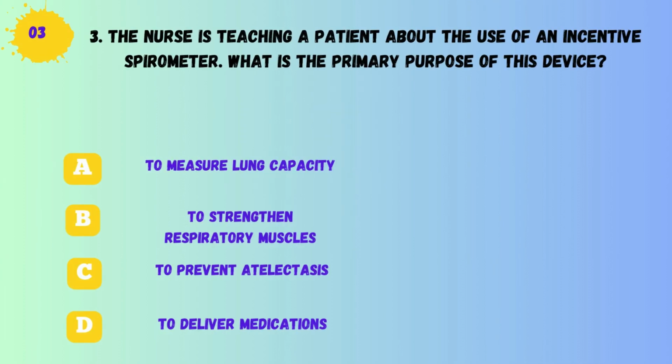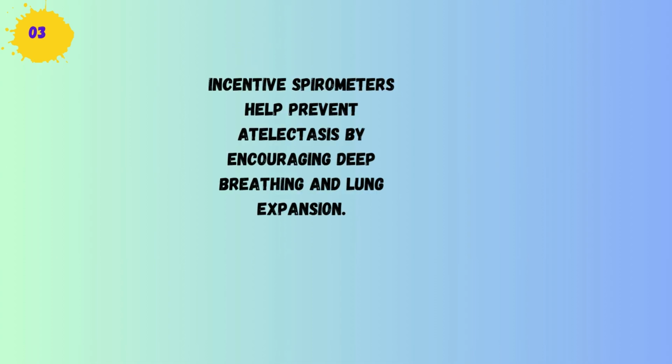3. The nurse is teaching a patient about the use of an incentive spirometer. What is the primary purpose of this device? A. To measure lung capacity. B. To strengthen respiratory muscles. C. To prevent atelectasis. D. To deliver medications. Answer: C. Rationale: Incentive spirometers help prevent atelectasis by encouraging deep breathing and lung expansion.